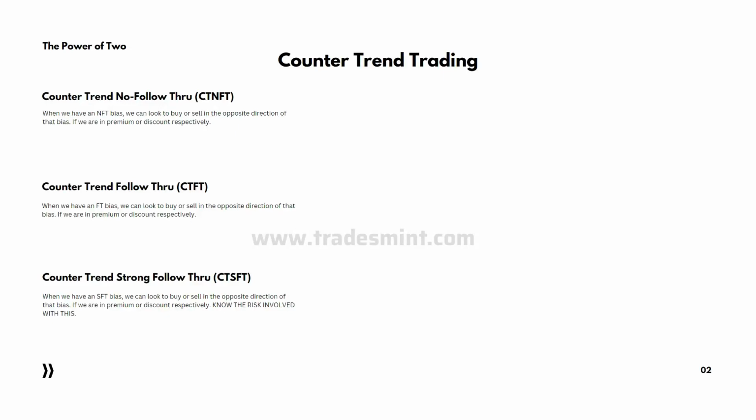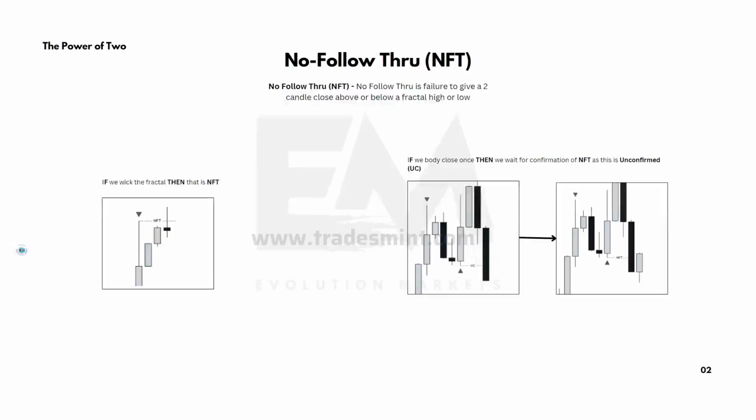So when we look at counter trend trading, we can counter trend every single directional bias. So we've got counter trend no follow throughs, counter trend follow throughs, and counter trend strong follow throughs. With a counter trend NFT, we have an NFT bias, so we can look to buy or sell in the opposite direction of that bias, if we are in premium or discount respectively.